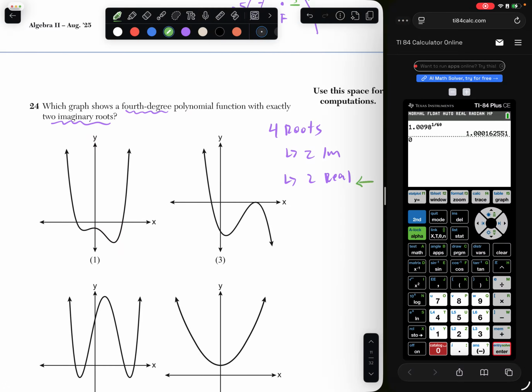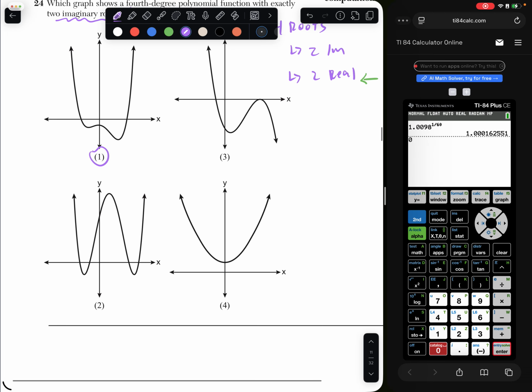And now, this is 4th degree, so it's an even degree polynomial. I don't know if it's an even function, but I know it's an even degree. That means same end behavior, so they both better point in the same direction. If we look through all the graphs, the one that matches the description is choice 1. Choice 2 does have the same end behavior, which is good, but the red flag is that there are too many x-intercepts. That means there are 4 real roots, and I'm only looking for 2.